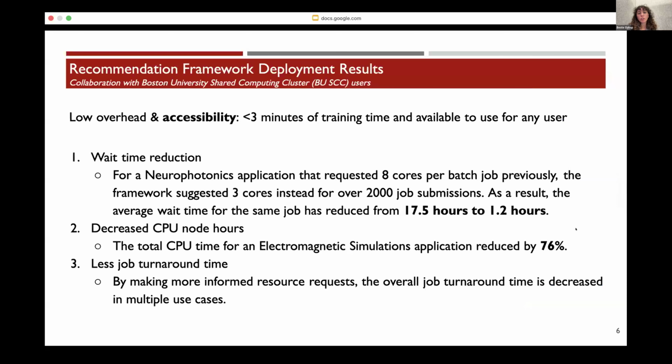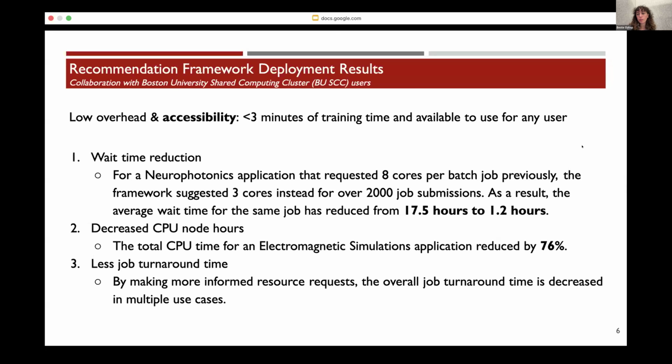And I also want to mention the low overhead and accessibility of this framework. With the users that we have collaborated with, we observed that the training time is less than 3 minutes, and it is definitely less than the login node time limit, which is up to 15 minutes of computation. And any user on the BU SCC system can use this framework for model training and getting the suggestions for their batch jobs. There are also 3 different comparison points that we care about, and these are actually our motivations to use this framework in large-scale computing systems.